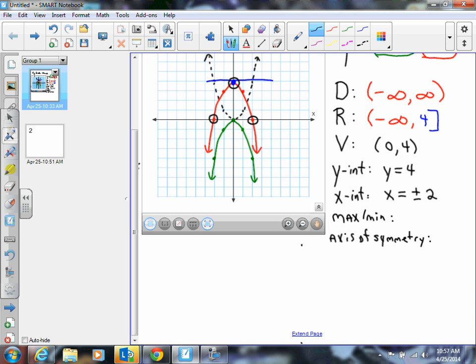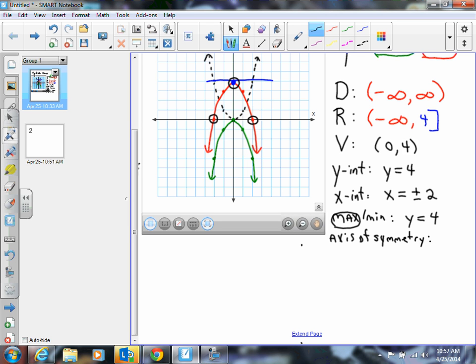The max-min represents either if the graph is going down or opening down, the highest point of the graph would be a maximum. If the graph is opening up, it would have a minimum at the lowest point. And those points always coincide with the y value of the vertex. So in other words, my maximum point, because this graph goes up, I would circle max. And the y value is where the blue line I have drawn in would be at y equals 4, which is the y value of the vertex.